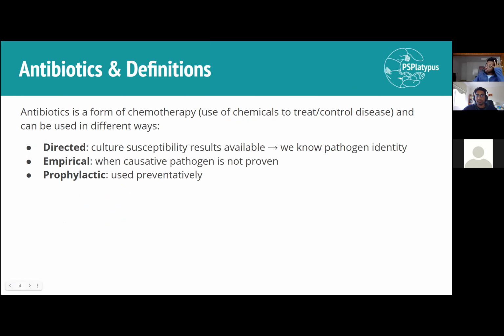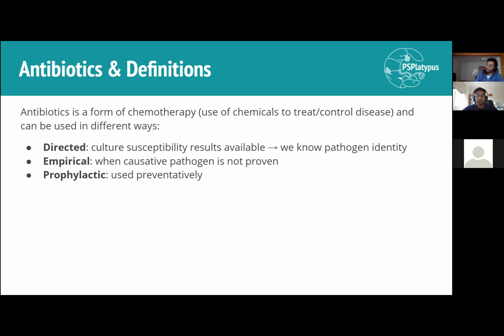And going into it, so what is an antibiotic? So essentially, it's just the use of a chemical to control or treat a disease. And we call that chemotherapy. So it's not just cancer treatment that's always conventionally chemotherapy, but antibiotics is a form of chemotherapy too. And it can be used in a couple of different ways. So we've got directed, empirical, and prophylactic use.